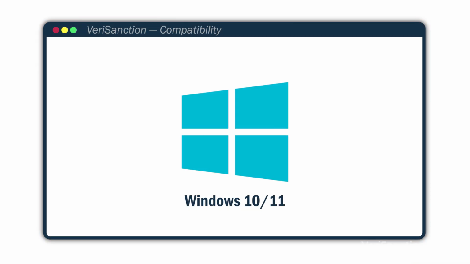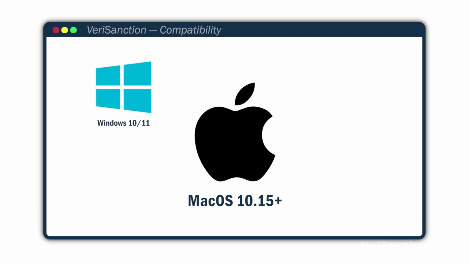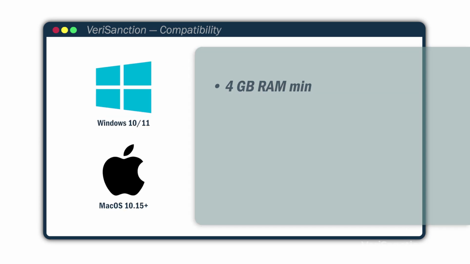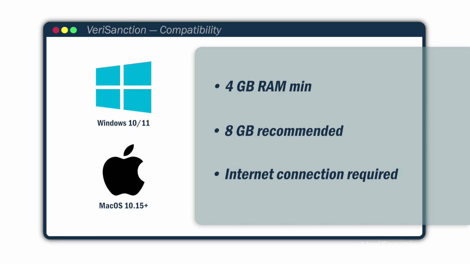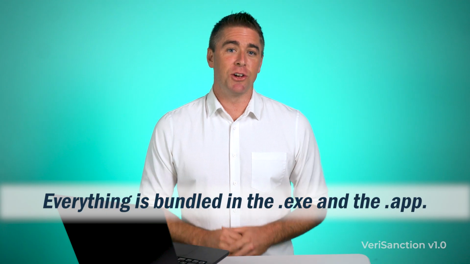VeriSanction runs on Windows 10 or 11 and on macOS 10.15 or later. 4 gigs of RAM is the floor. 8 gigs and an SSD will keep things snappy. You'll need an internet connection for API calls, but everything else lives on your machine.